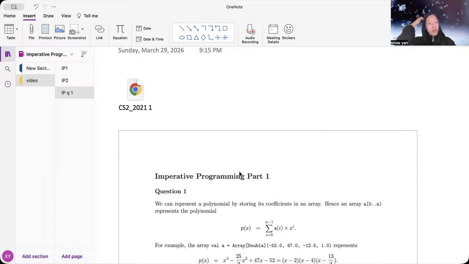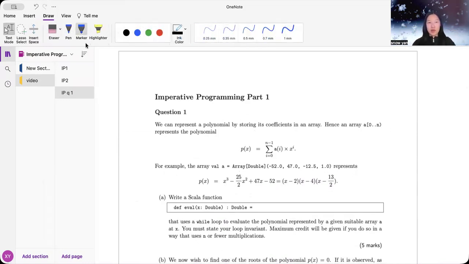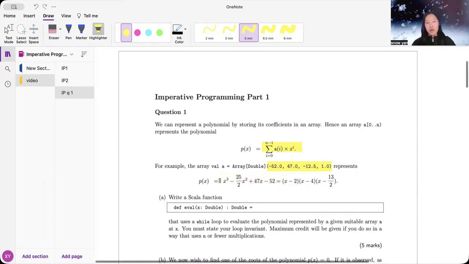Okay, so this was the imperative question I did yesterday. In this question, we have a p of x function that is defined to be the sigma from i equals 0 all the way to n minus 1 of a_i times x to the i. So basically, for such an array of numbers, we can just think of it as each of the coefficients in front.